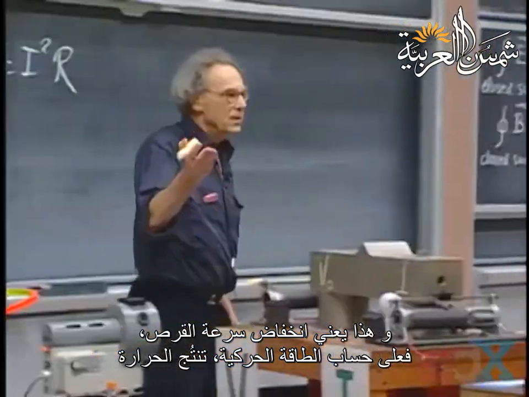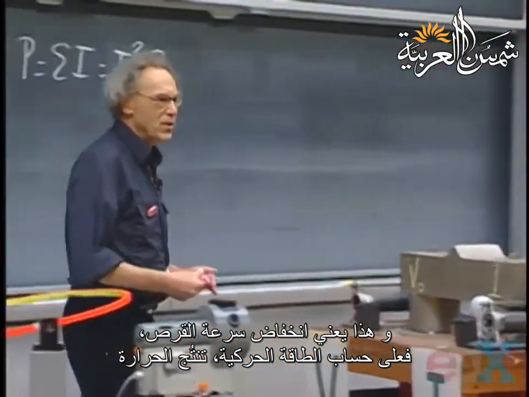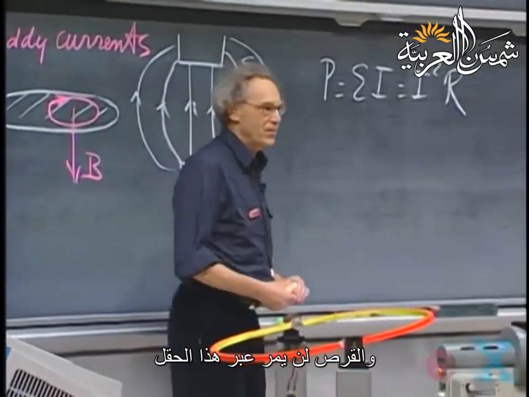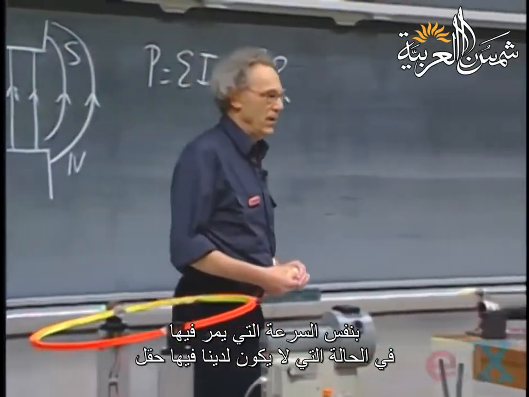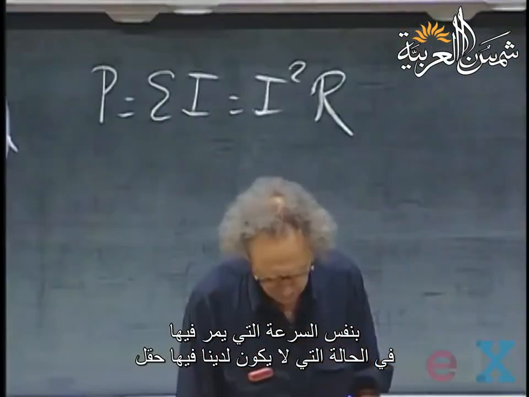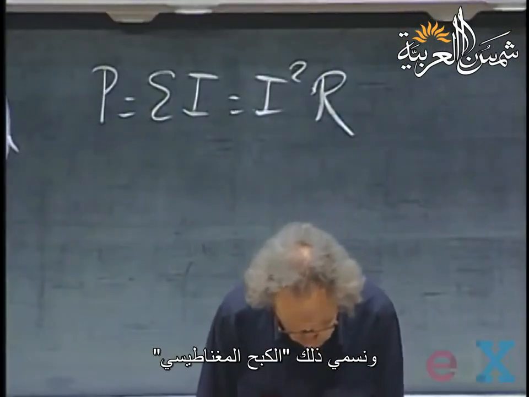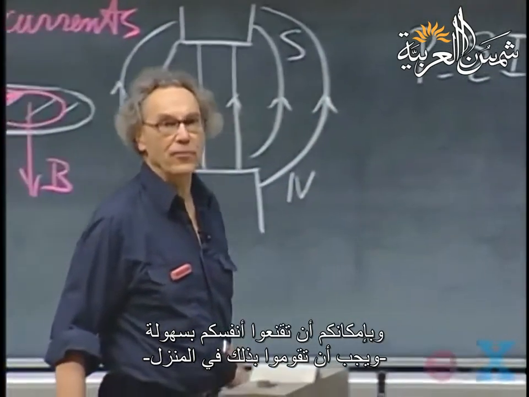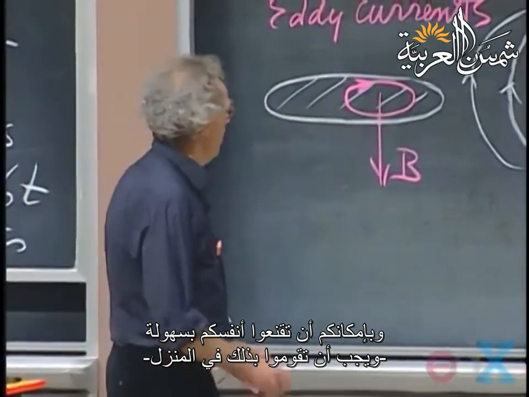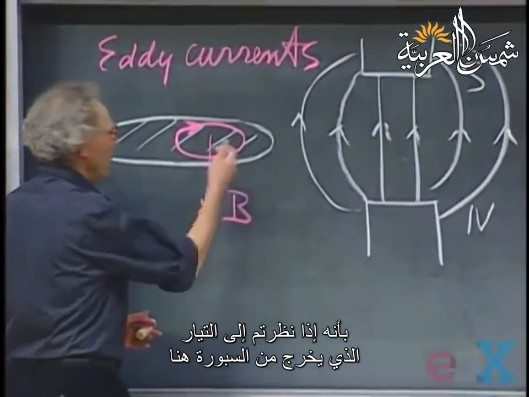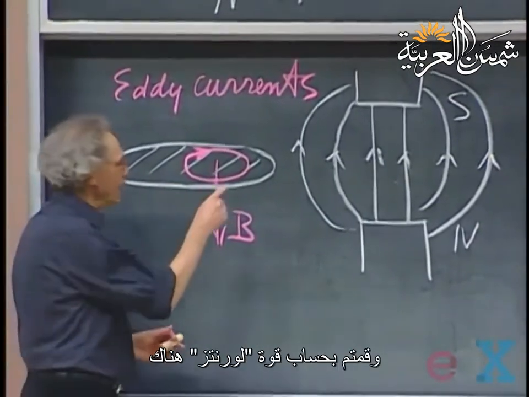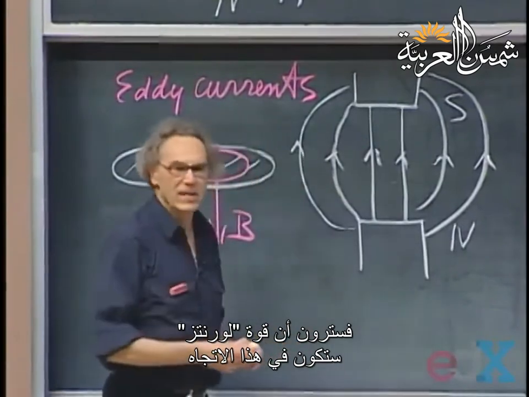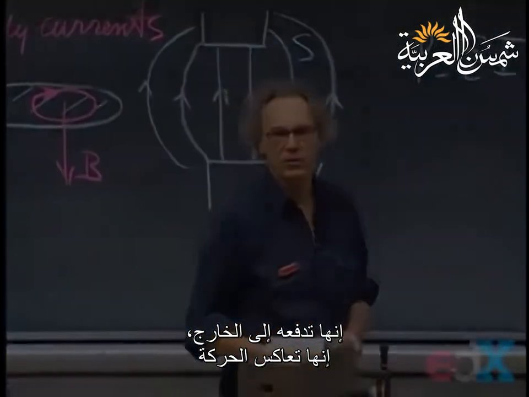And that means that the disk will slow down. At the expense of kinetic energy, heat is produced. And it won't go as fast through this field as it would if there were no field. And we call that magnetic braking. You can easily convince yourself, which you should do at home, that if you look at the current right here coming out of the blackboard, and you calculate the Lorentz force right there, you will see that the Lorentz force is in this direction. It's pushing it out. It opposes the motion.